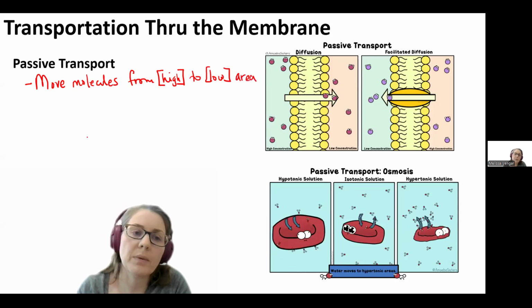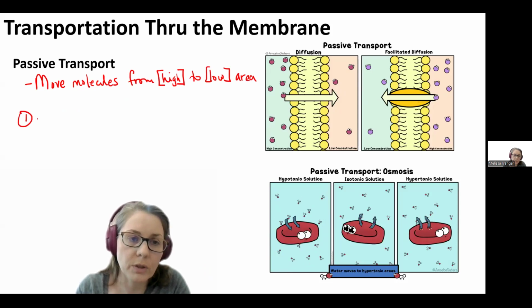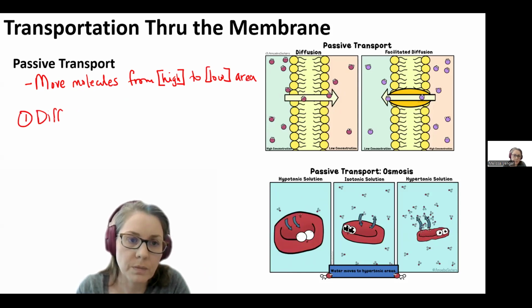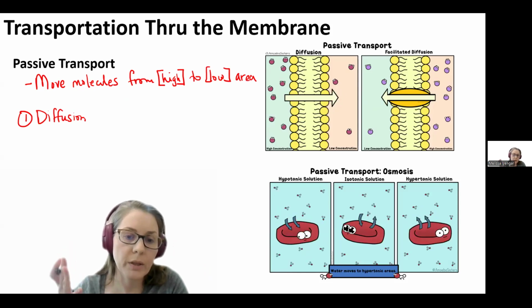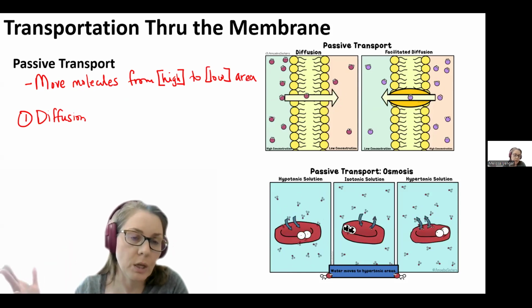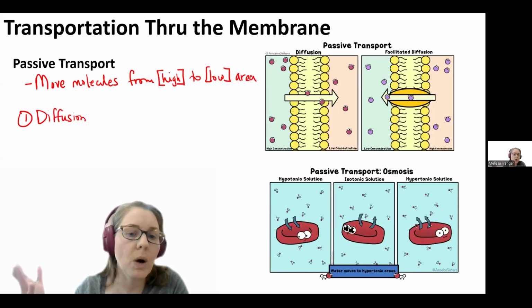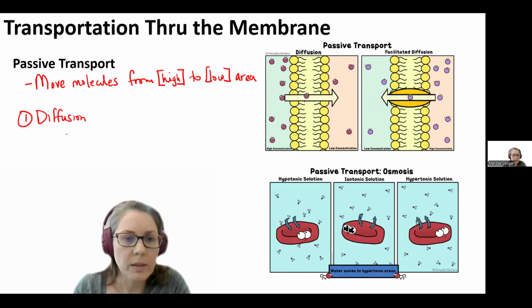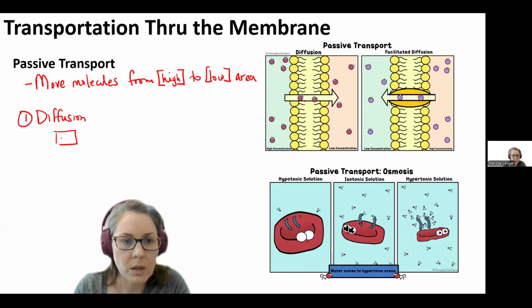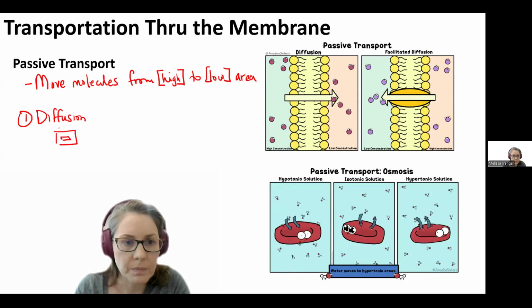The simplest type of transport is known as diffusion. And diffusion is very simple. You move molecules from a high area to a low area. This doesn't even require a boundary to do that. So let's say you're baking cookies. There's my oven, like that. You're baking cookies in your kitchen.